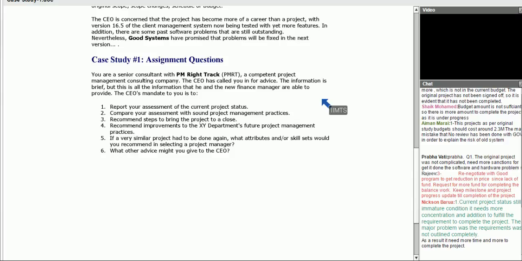That means for question 3, you have to request the government for more funds, and at the same time you have to negotiate with the vendors for the reduction in price. Very good.